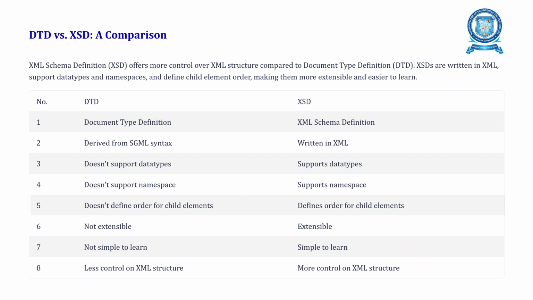Document type definitions versus XML schema definitions. XSDs offer more control over XML structure compared to document type definitions. XSDs are written in XML, support data types and namespaces, and define child element order, making them more extensible and easier to learn.